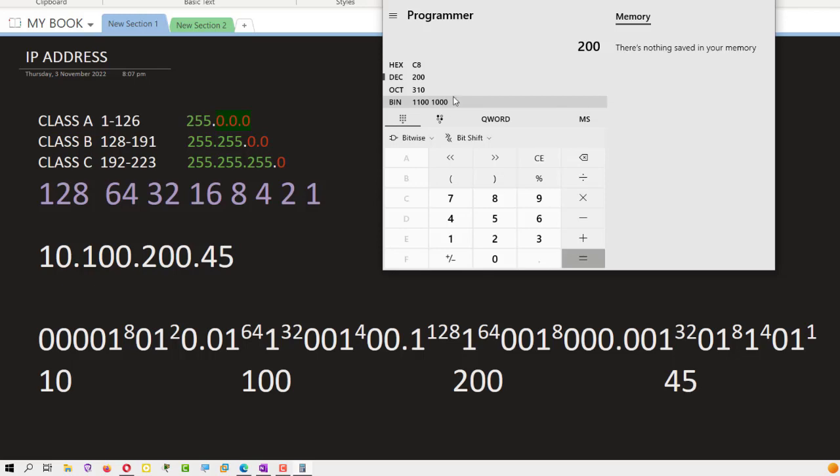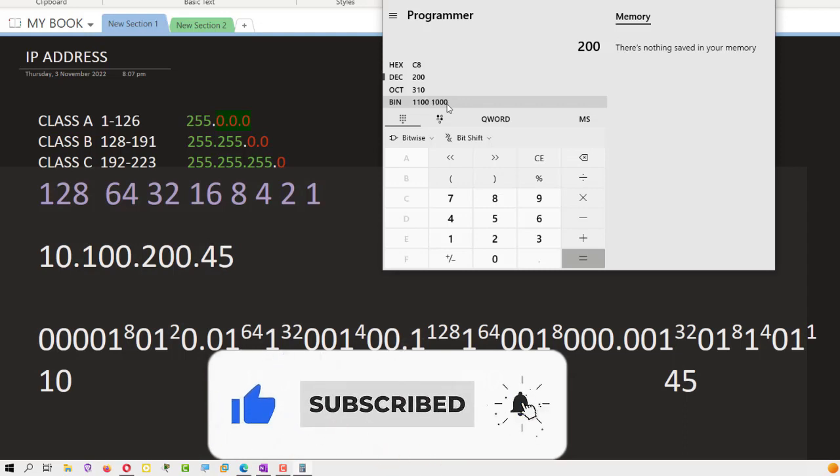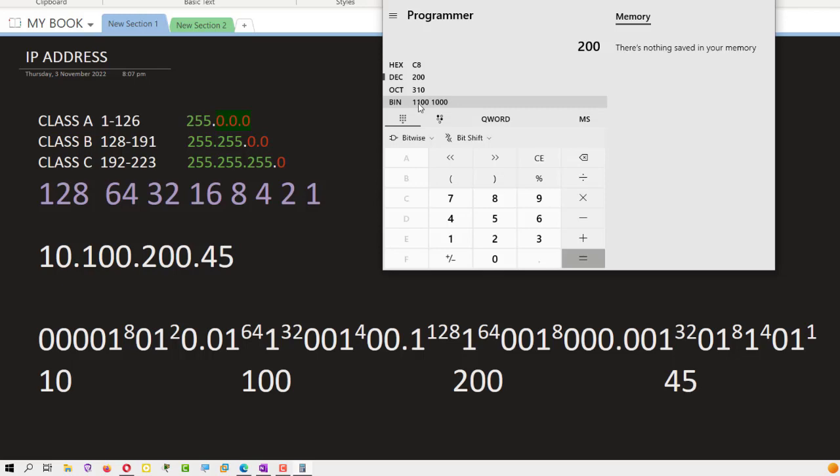Somebody will ask, why didn't I use the calculator to convert from decimal to binary and binary to decimal? When it comes to networking professional exams, there will not be any calculator, so you need to know these placeholders and use them wisely so that you can get your calculation right. When it gets to subnetting, we will not be using a calculator, we'll just be using this placeholder. That's what you are going to use for subnetting as well. You can see we are getting the same figure.